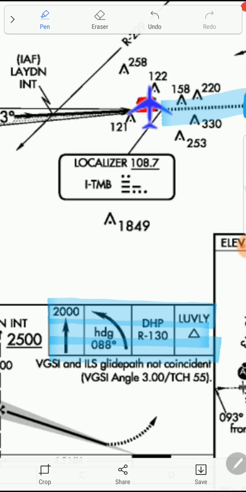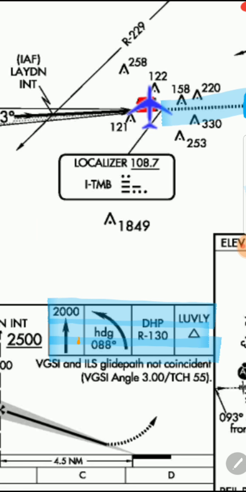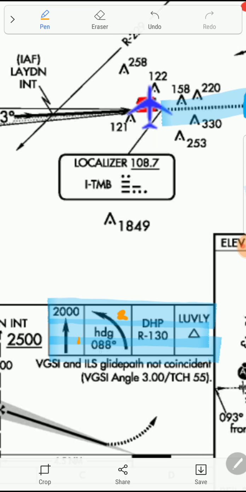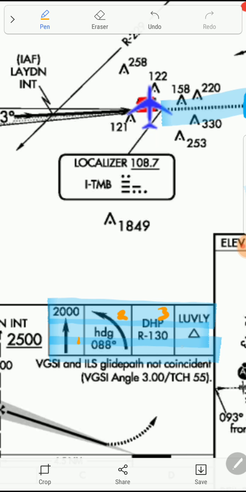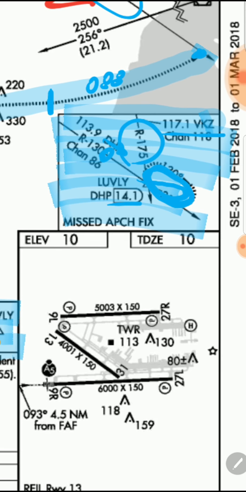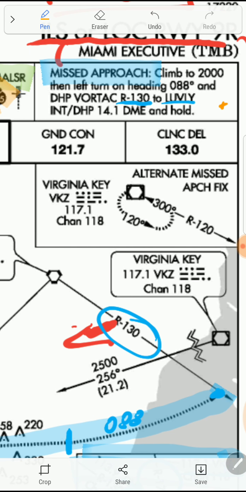Because the first thing that you gotta do is climb to 2000, right? So the first thing that you're going to do is climb to 2000, then you're going to make a left turn heading 088, which is the second thing, intersect the 310 radial, and hold on loop. For detailed information, you gotta visit this one, and you gotta read this one as well.